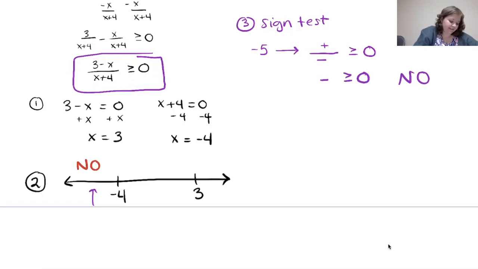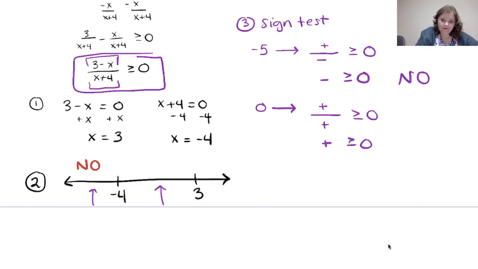So then we will test the next one. So a number between -4 and 3, 0 is good to plug in. So we're going to plug in 0. On top, we get 3 minus x is 3 minus 0, which is positive. On bottom, it's 0 plus 4, which is positive. We ask, is that greater than or equal to 0? So positive over positive is positive, and that is greater than or equal to 0. That is true. So this one is yes.